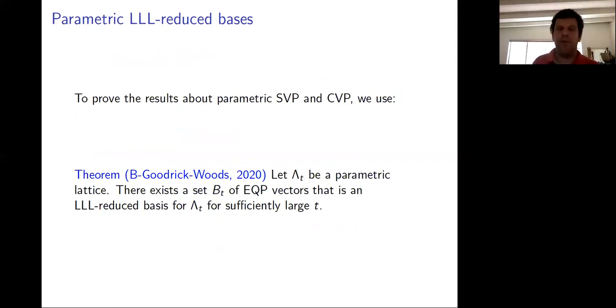So now back to our parametric case. Knowing this, what we wanted to do was essentially to parameterize the LLL algorithm. And this is our other result. We proved that if we have a parametric lattice, then there exists a set of vectors whose coordinates are eventually quasi-polynomials, and the T-th basis forms an LLL reduced basis for the T-th lattice when T is sufficiently large.